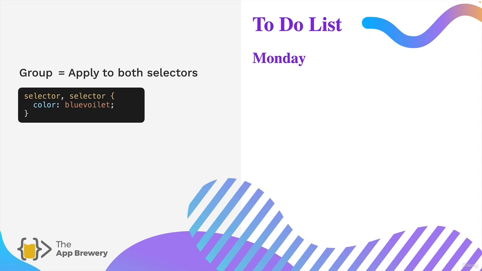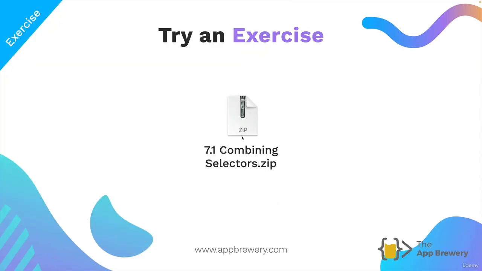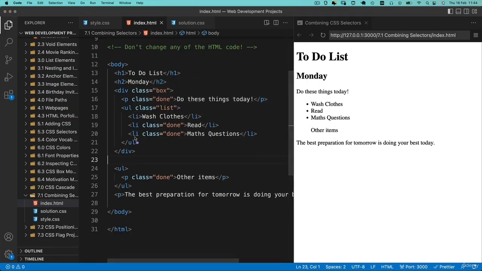Now we're going to try and apply what we just learned, grouping selectors, in order to have the preview of our index.html look like this. We want both the H1 and H2 to have a color of blue-violet. Let's put this into practice by going to the current lesson, downloading the starting files as a zip file, extracting it, and opening it in VS Code.